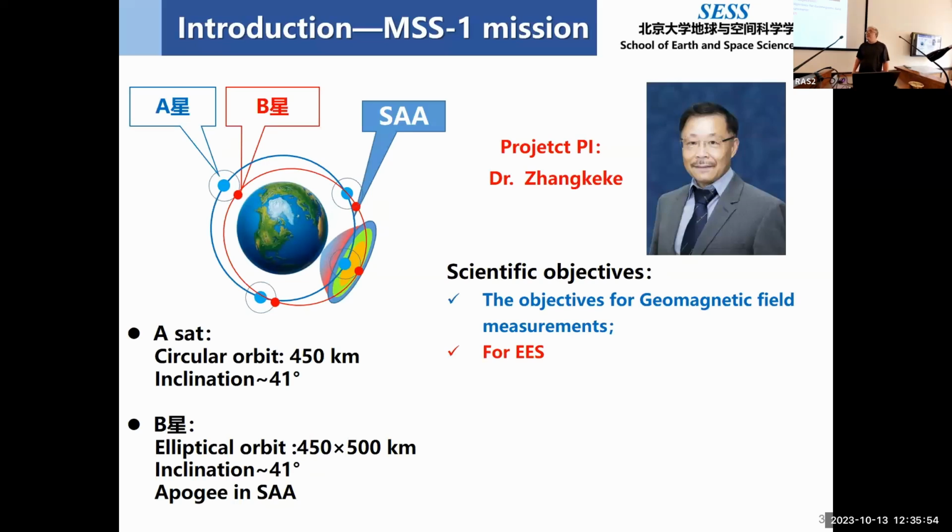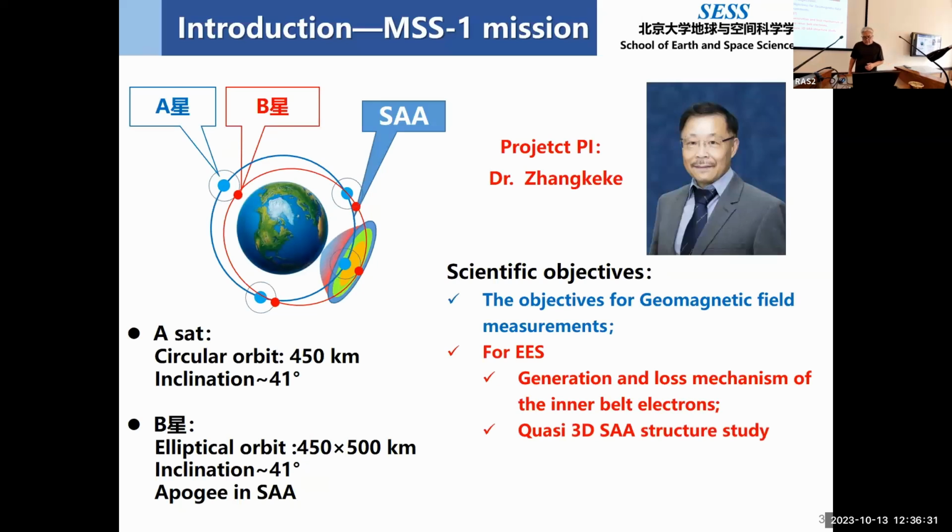Professor Zong just introduced the scientific objectives of these satellites, but my focus is just the EES. The first objective is the generation and loss mechanism of the inner belt electrons. The instrument on board MSS-1 can measure the inner belt electrons.